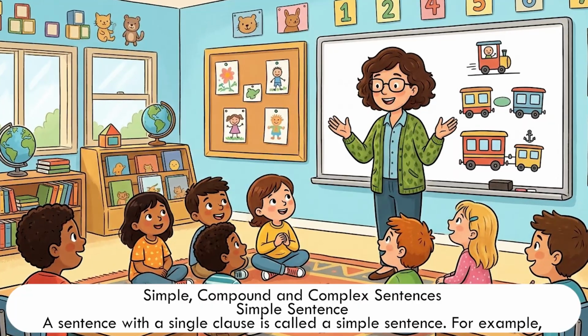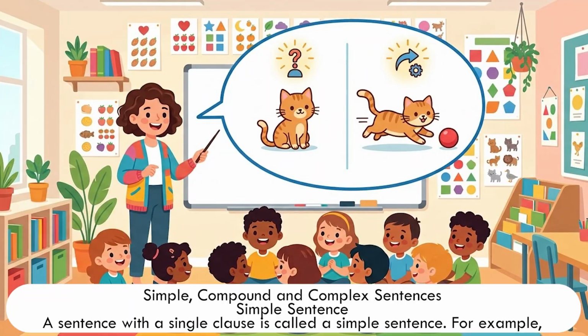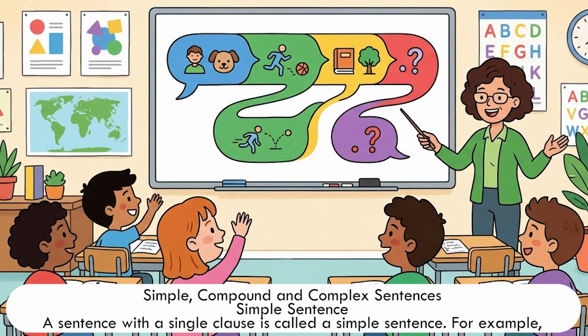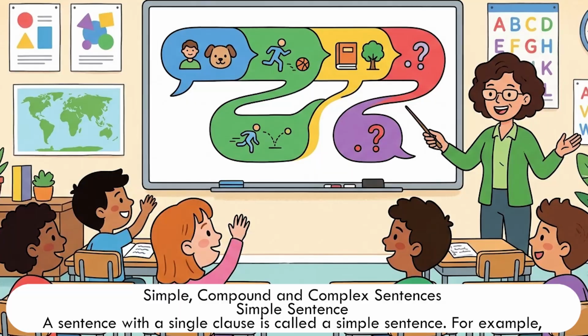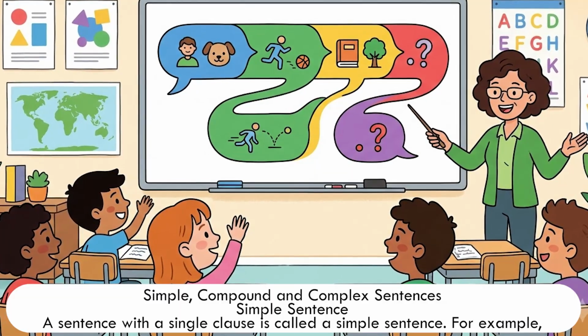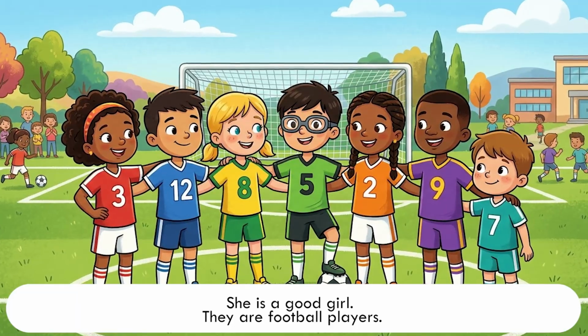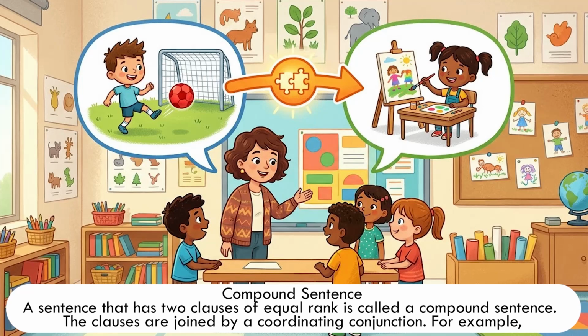Simple, compound and complex sentences. Simple sentence. A sentence with a single clause is called a simple sentence. For example, she is a good girl. They are football players.